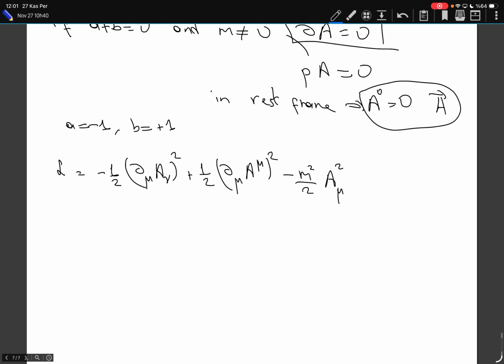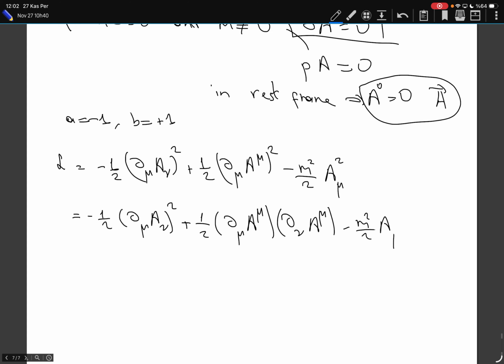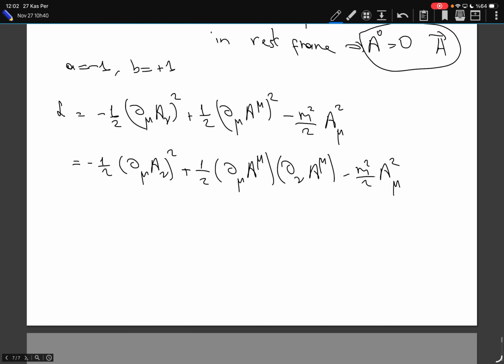Now let me write this in a slightly different way. This is minus 1 over 2 del mu a nu squared plus 1 over 2. Now let me first write it explicitly. It is similar to Lagrange multipliers. We will come to that later on. You see, a Lagrange multiplier is just a constant. I don't have an arbitrary constant here. So there's no Lagrange multiplier here. Is del mu a mu equals 0 some sort of gauge fixing?